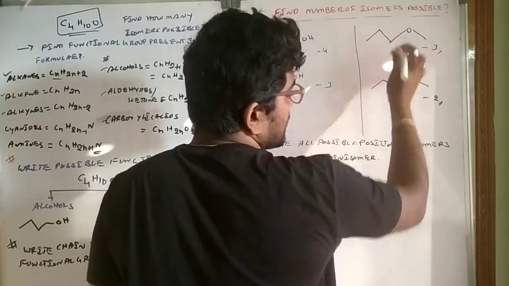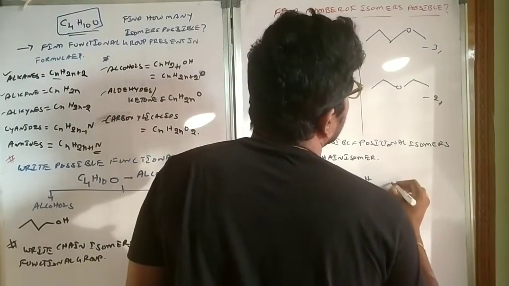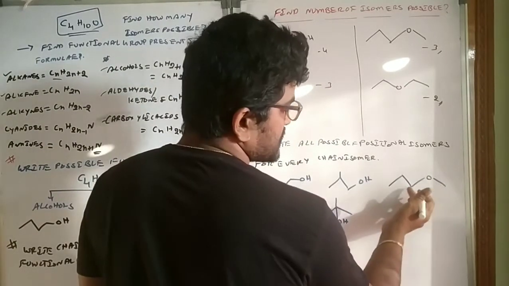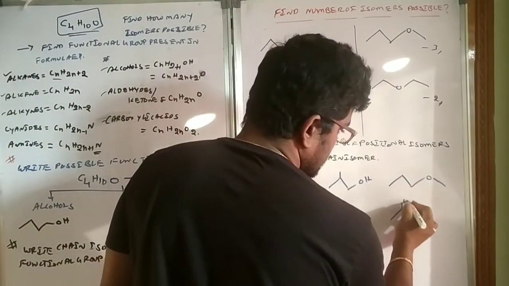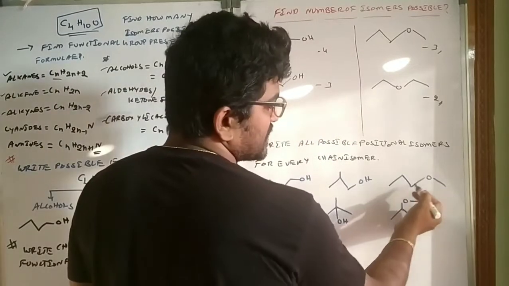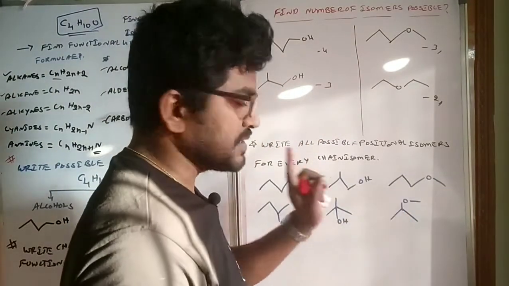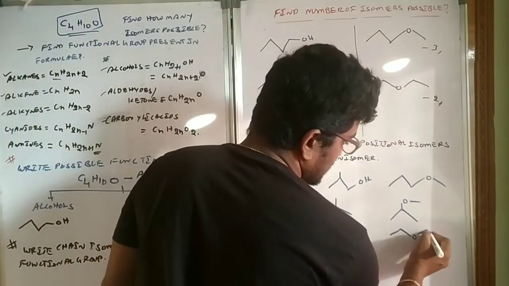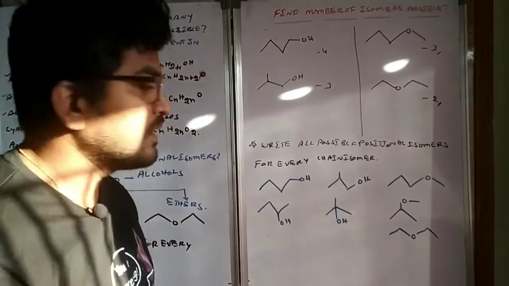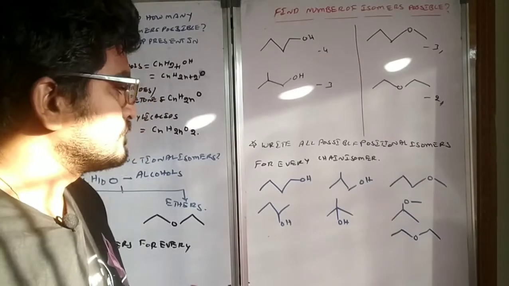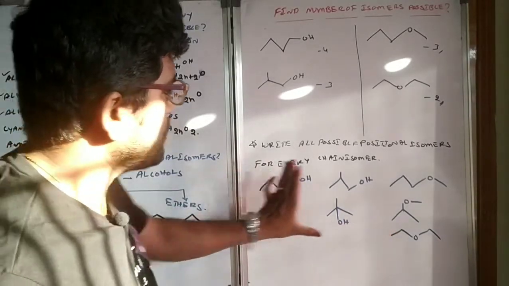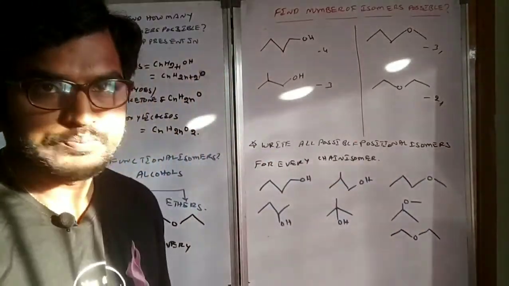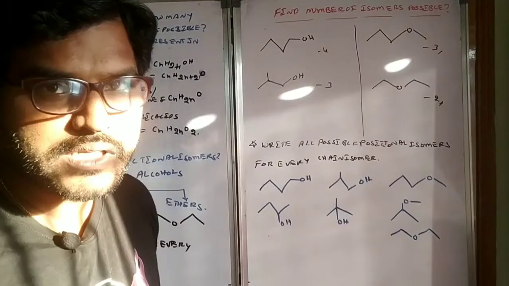And this one you see, methoxypropane. This is 1-methoxypropane, this is 2-methoxypropane. And this one, ethoxyethane, will be as it is because further it can't have any chain isomer. So like this you can identify the possible isomers. Up to here structural isomers are over.